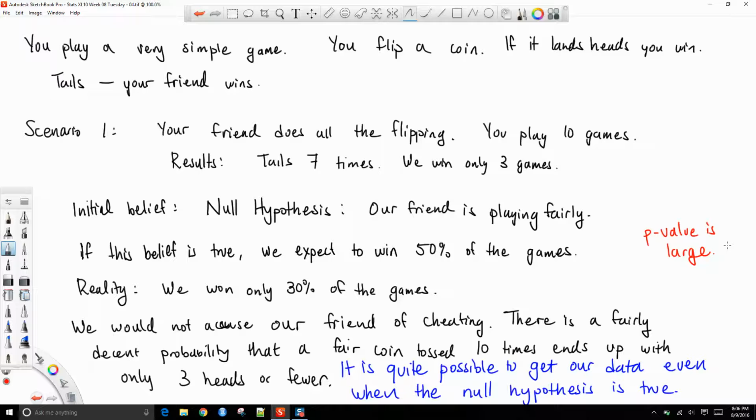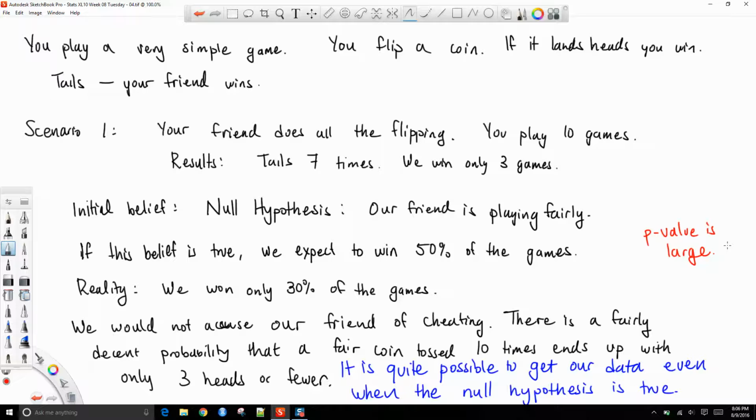So I just want us to imagine this scenario, right? We've played 10 games, you only won 3, okay? You're expecting to win around 5, but you only won 3 games. Is the difference between what you expected and the reality a big difference or a small difference? And in this case, we're saying it's kind of a small difference.